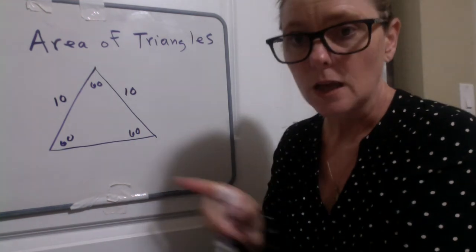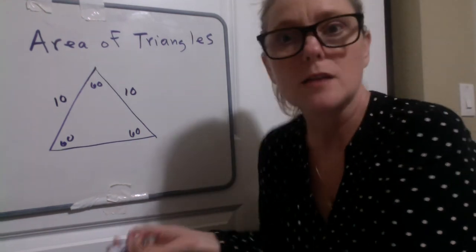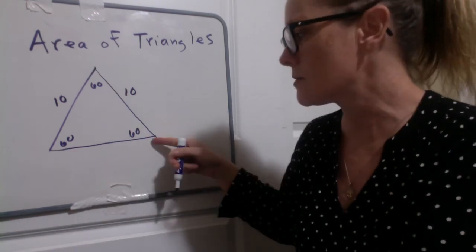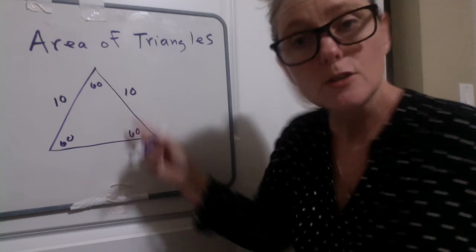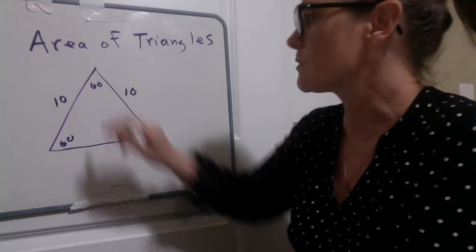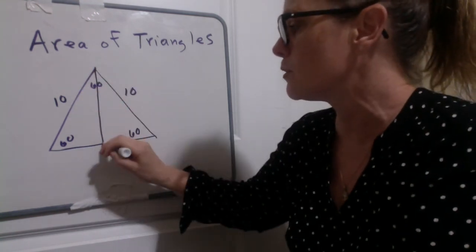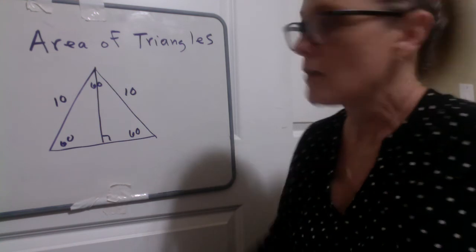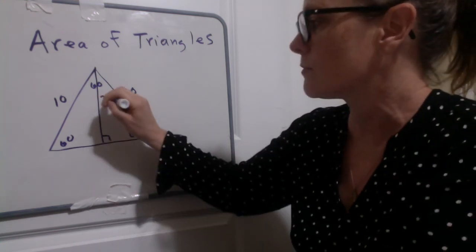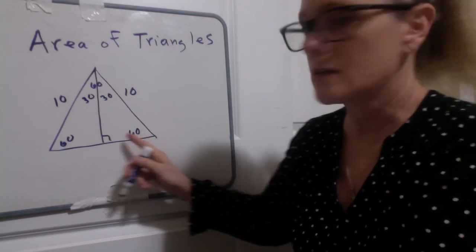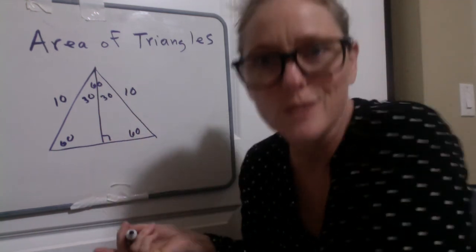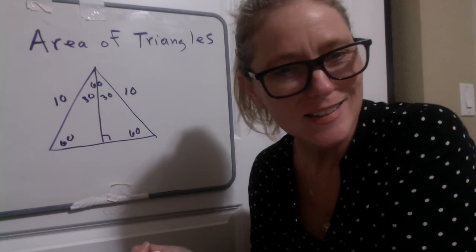But I want to find the area of the triangle, base times height. This is the base, but I don't have the height. It's not perpendicular. So I need to actually draw in the height. So my height's going to come down, boom, perpendicular. That means it just cut this in half. That's 30. That's 30. There's that 30, 60, 90. That's why we reviewed it. Okay. So 30, 60, 90.